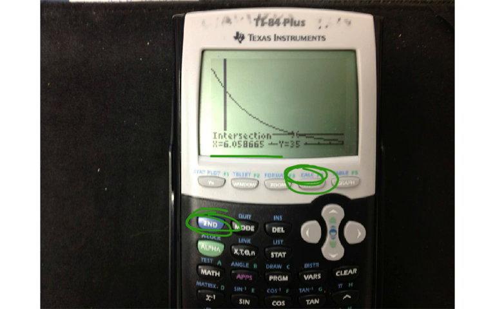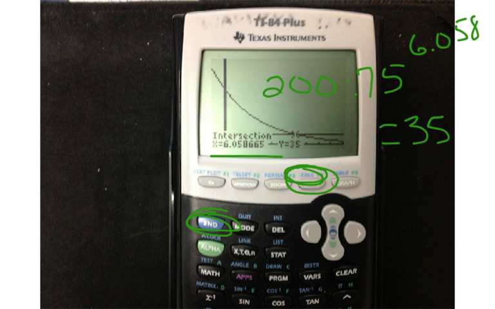So if I were to plug into my original problem, which was 200 times 0.75, the exponent of 6.058, etc., I will get the value of 35, and that's what I was trying to find out. So that beats guessing and checking. So your calculator can be extremely helpful here.